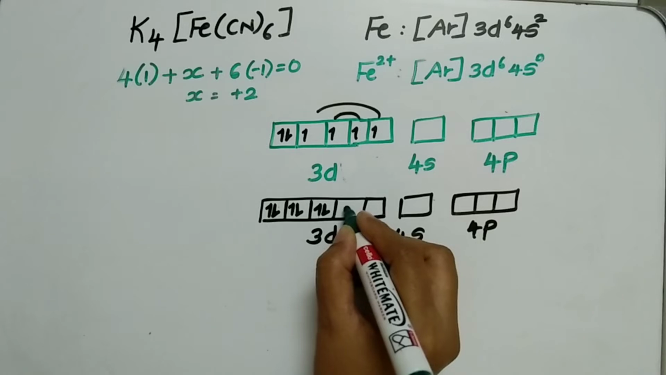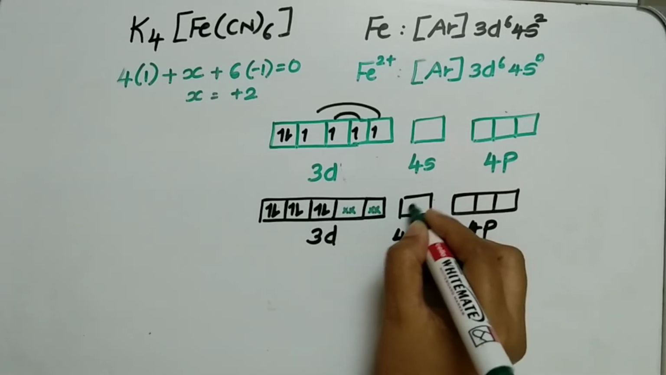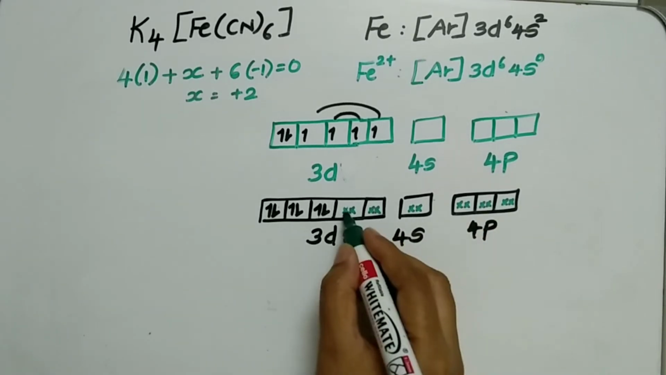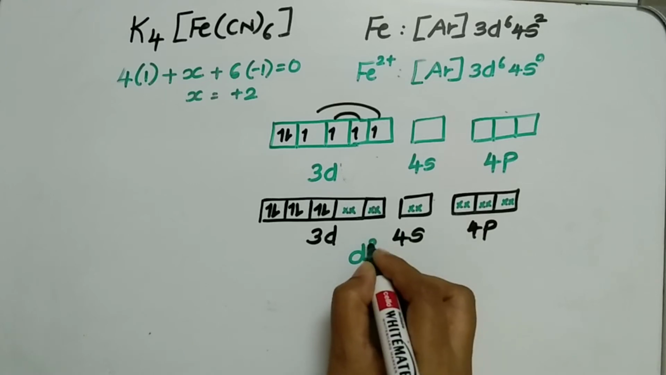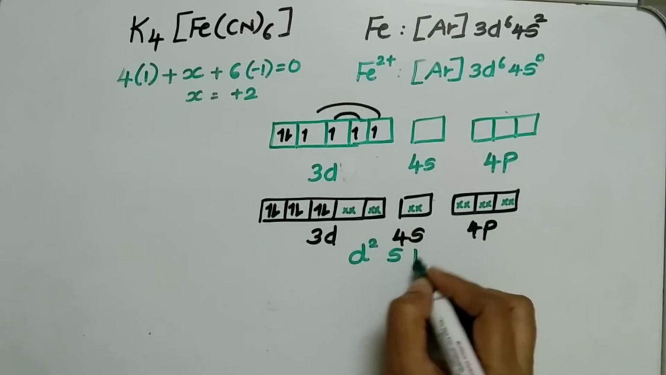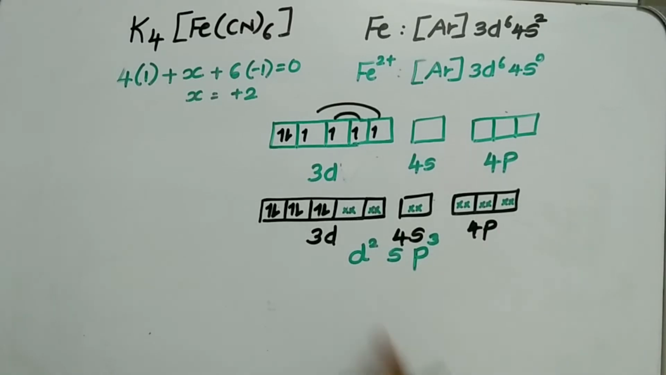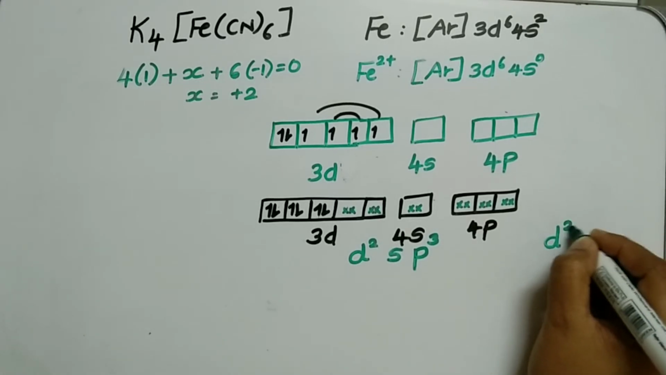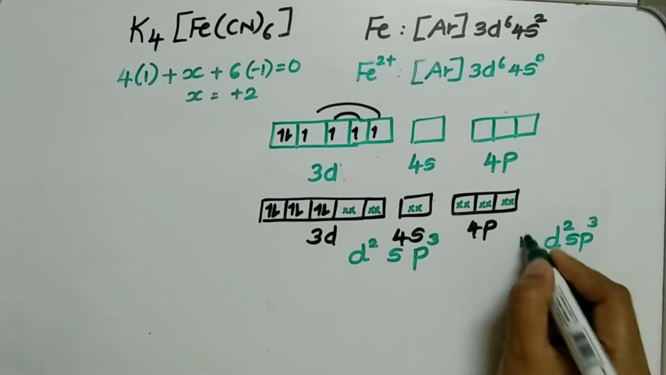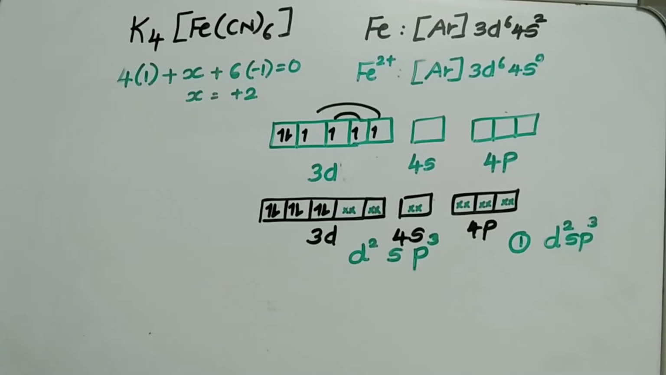So 6 orbitals, here 1, 2, 3, 4, 5, 6. So what we are using here, d2, correct. 2 d orbitals we are using, 1 s we are using, and 3 p we are using, correct. So what is the hybridization here? d2sp3. So we have found the first property of this complex according to VBT, that is d2sp3 hybridization, correct.